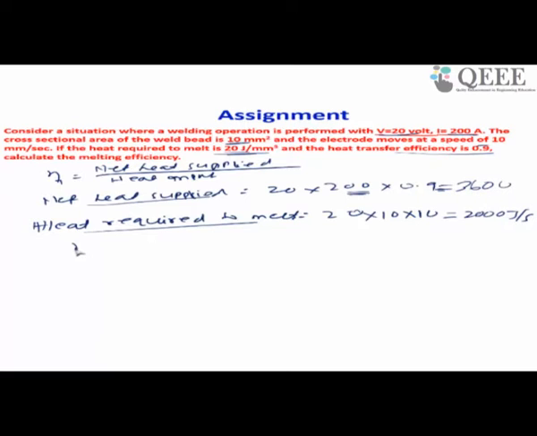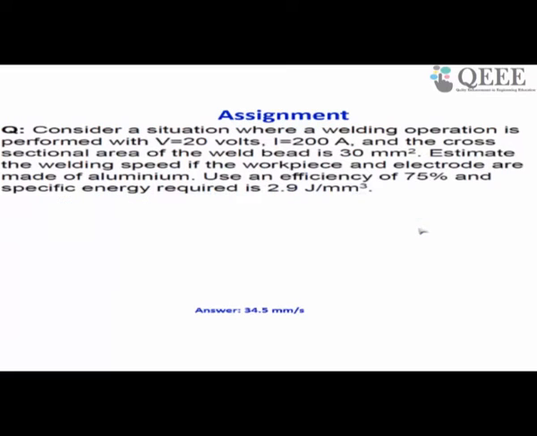So then melting efficiency equal to 2000 by 3600 equal to 55%. Yeah, you are correct. Somebody has calculated as 55.6. Similarly, do this problem. Do it quickly.